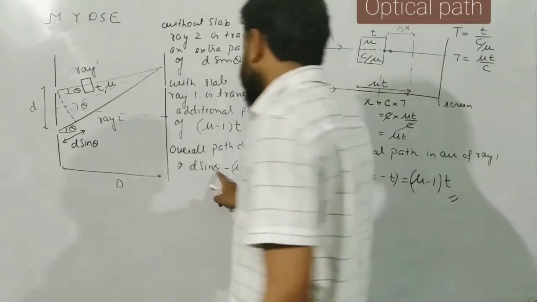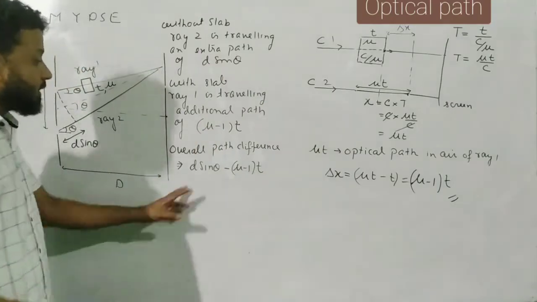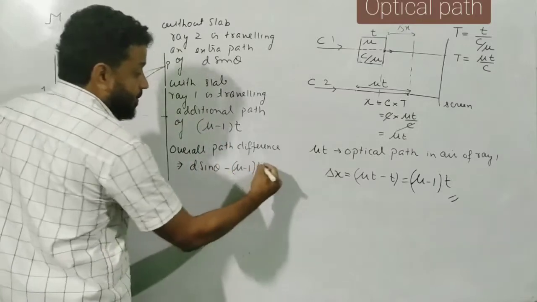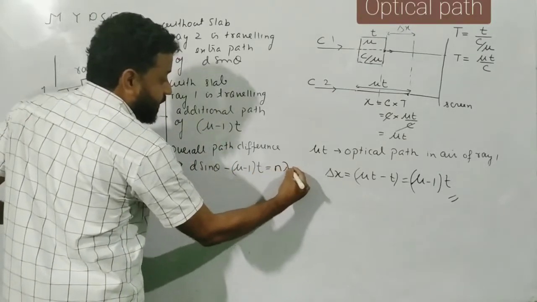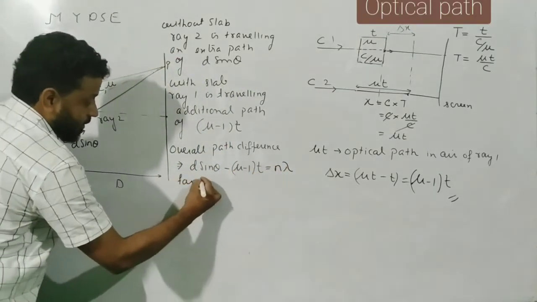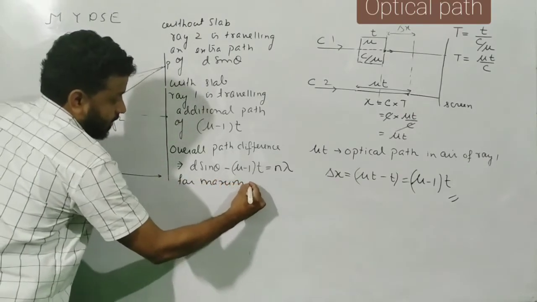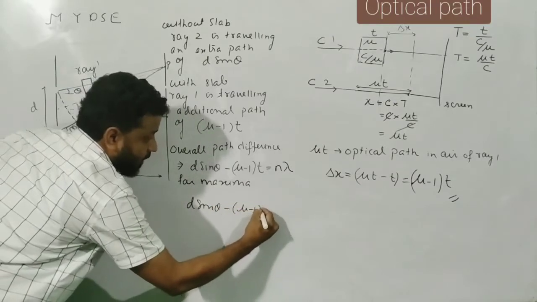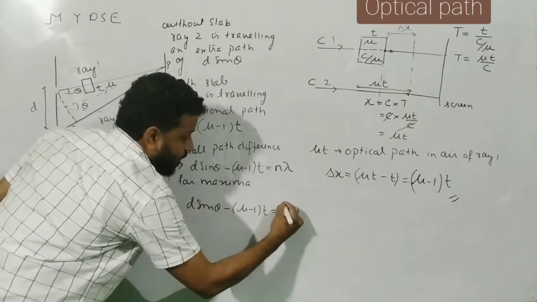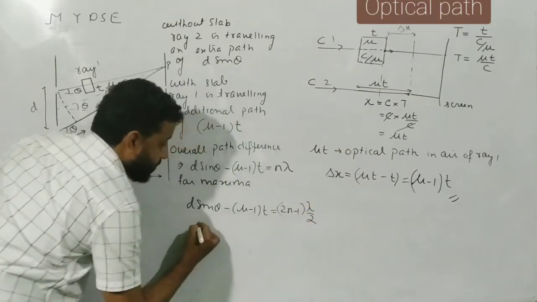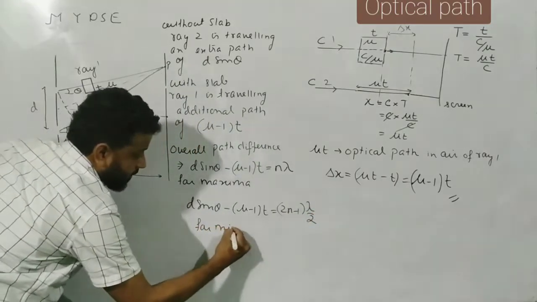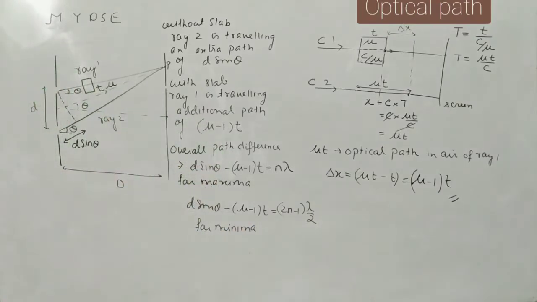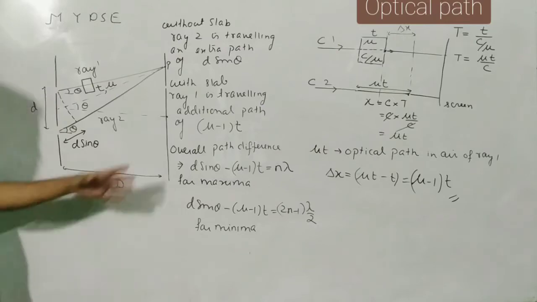So this d sine theta minus mu minus 1 into t is the overall path difference, and if I wish to have this point P as a maxima, then I will equate this with n lambda for maxima, and I will write d sine theta minus mu minus 1 into t is equal to 2n minus 1 lambda by 2 for minima. So this is how we write the equation for modified Young's double slit experiment, and I will continue from here.